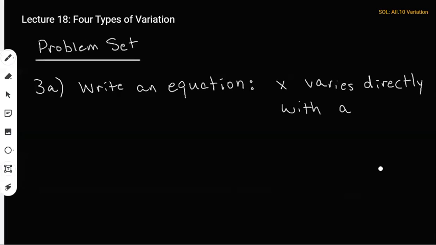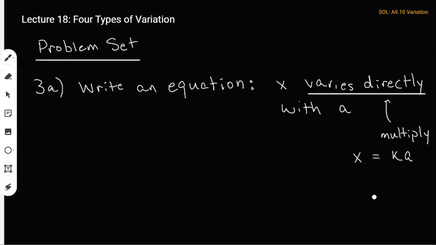For this one, notice that we're talking about direct variation. And typically the problem will tell you which type of variation you're going to be using. So for this one, I'm going to choose the direct variation. When we're talking about direct variation, we're multiplying. We're going to multiply k times a. And then since it says x varies, we're going to have x on the other side.